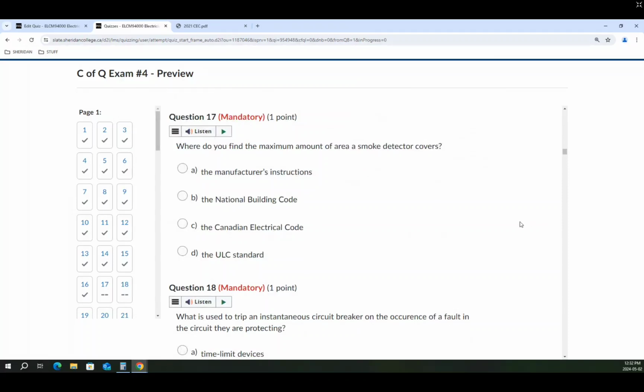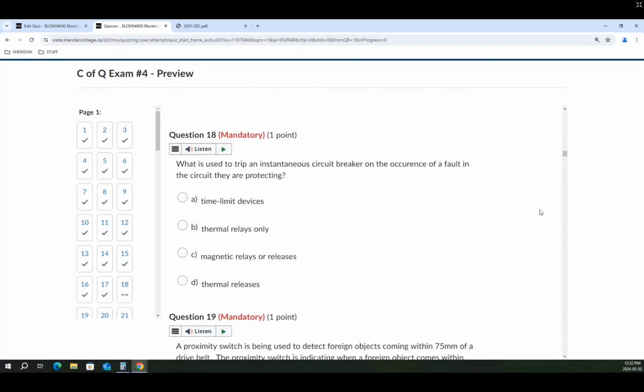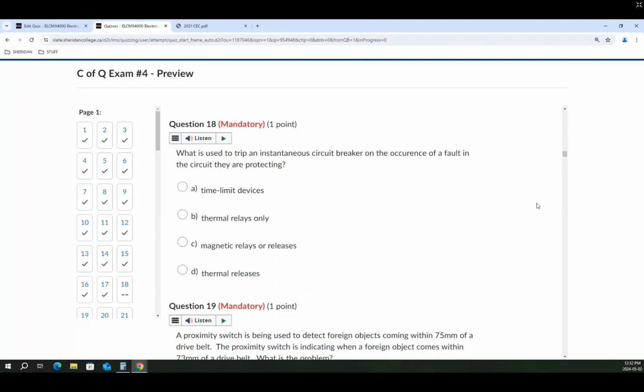Number 17. Where do you find the maximum amount of area that a smoke detector covers? It's in the manufacturer's instructions. Check the manual. 18. What is used to trip an instantaneous circuit breaker on the occurrence of a fault in the circuit that it is protecting? It's magnetic relays or releases.